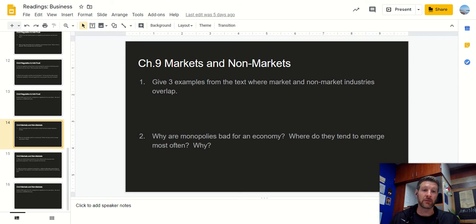He talks about mail delivery. You have the post office, which is non-market, and then you have things like FedEx and UPS, which are market. You have hospitals. Again, you'll have private hospitals, but then also non-market government hospitals. Or even insurance plans. You have private insurance, and then you also have government Medicare insurance. So you see an overlap in two different ways of operating there.